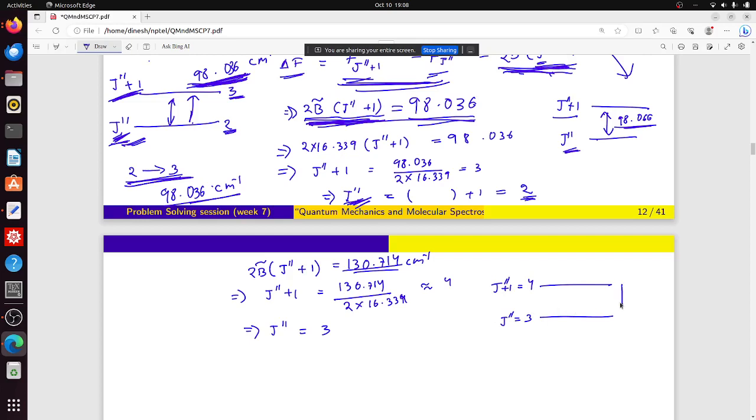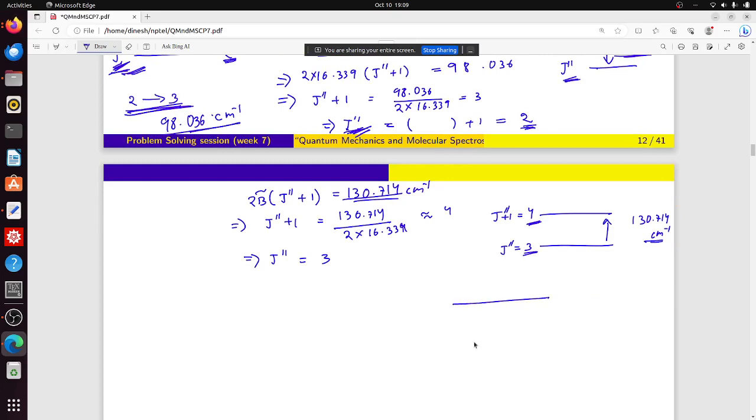So this line, 130.714 centimeter inverse, is releasing from the transition from third state to fourth state, and this line is releasing 98.036 centimeter inverse by this transition from 2 to 3 state. Okay.